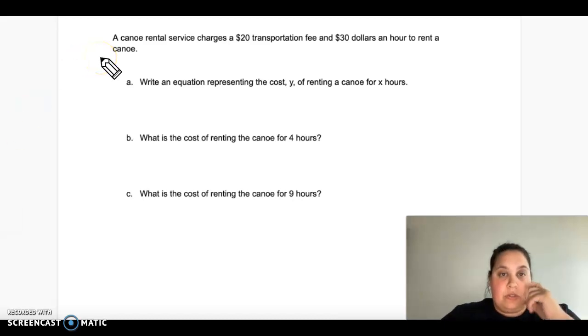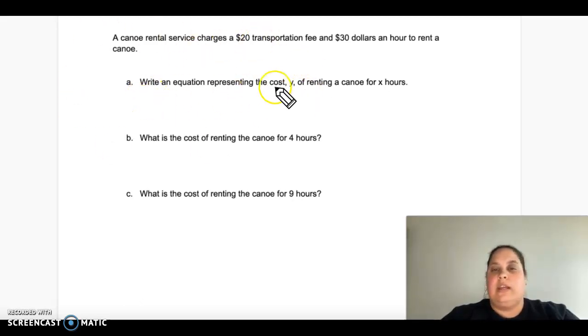A canoe rental service charges a $20 transportation fee and $30 an hour to rent a canoe. Okay, so just looking at that, our first thing says to write an equation using x and y. So we know that y normally stands for the total, the cost, right? The equation representing the cost, which is y. So I know my equation is going to start off with y equals. But then I have to figure out the rest of it.